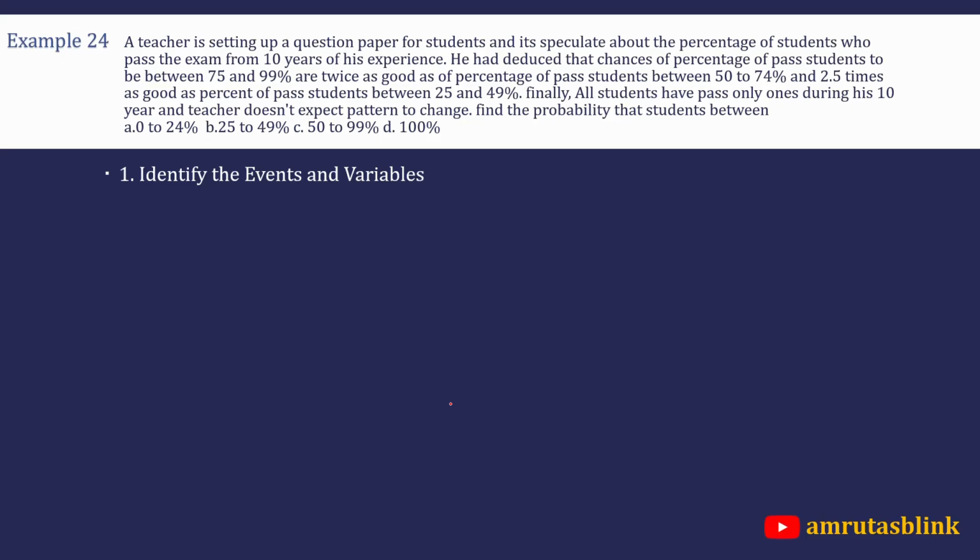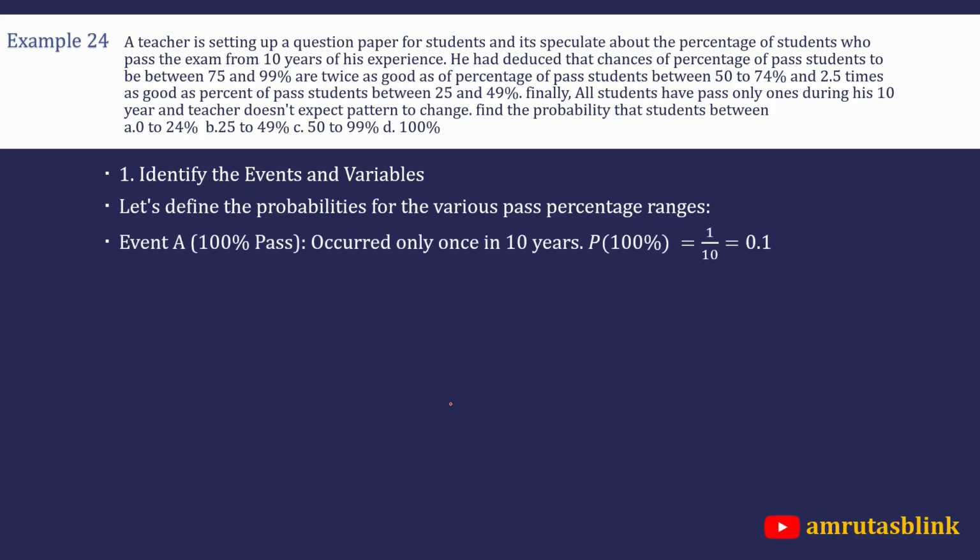Now here also, first of all we will identify the events and respective variables. So let's define the probabilities for various passing percentages. Let's say we have an event A where 100% passing percentage is there. Now it is given that this 100% passing occurred only once during 10 years. So the probability of 100% is 1 by 10, which is equal to 0.1.